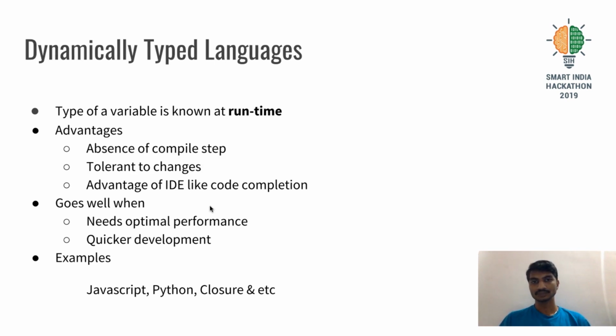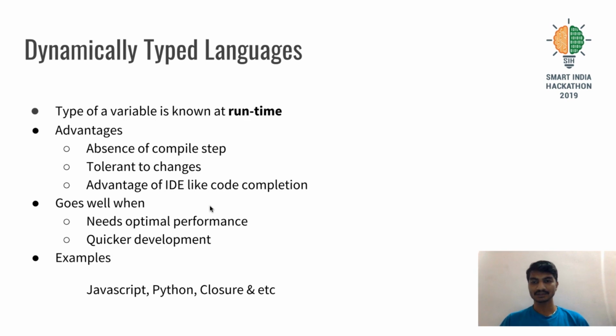Opposite to statically typed languages, there are dynamically typed languages. Here, in dynamically typed languages, we do not know what kind of data is going to be in a particular variable until it hits the runtime. So, what are the advantages of having dynamically typed languages?